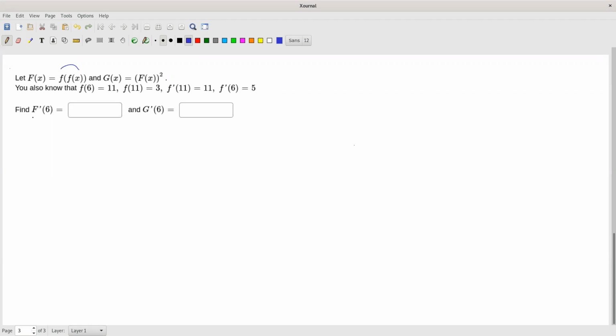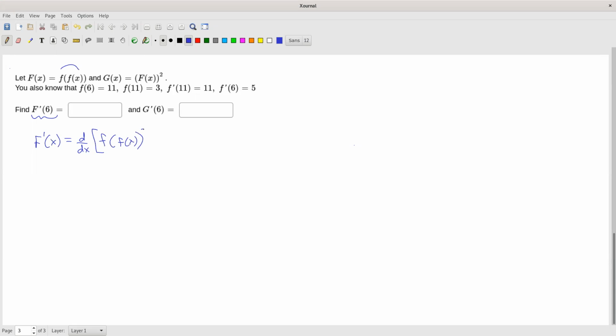And you also know that, blah blah blah, we'll get to that stuff later. So here is where we're going to start, but we're going to do that by not having the 6 in there right away. We're just going to say, okay, what is capital F prime of x? And I'm going to use my notation like that. And I have to find little f of x.